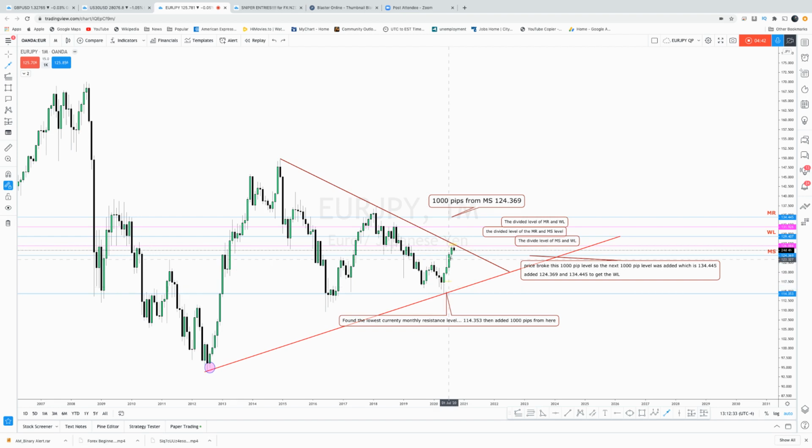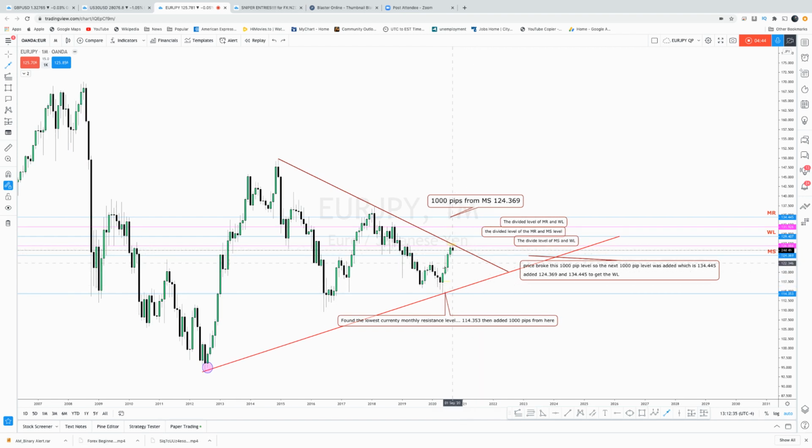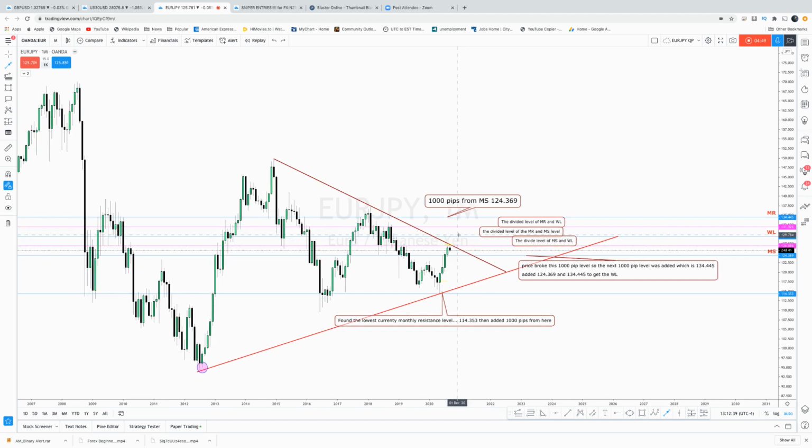Of course, this is a monthly time frame, so all of this that's going to take place in here can take some time. It can just break out right now. We're in a new month, and then we'll know. Or if it starts to head down, we'll know. But that's that.